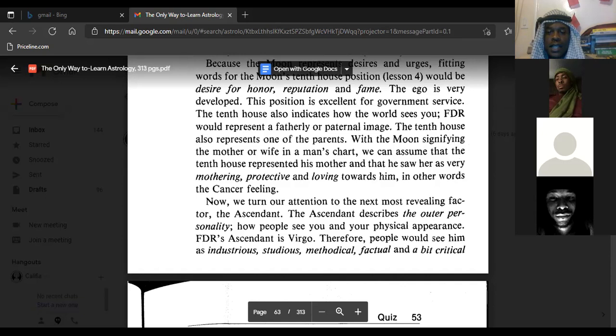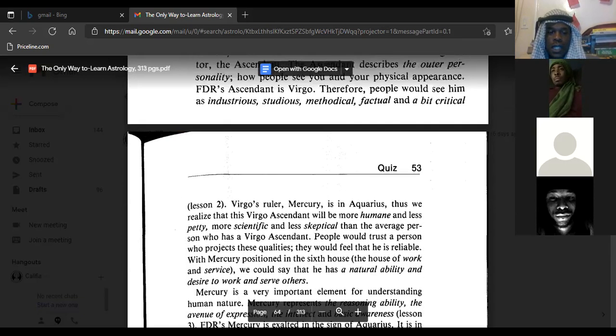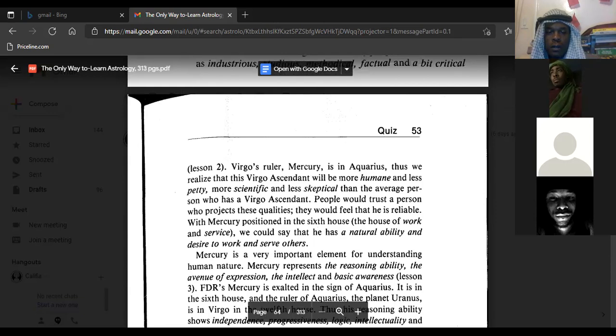Now we turn our attention to the next most revealing factor, the ascendant. The ascendant describes the outer personality, how people see you and your physical appearance. FDR's ascendant is Virgo. Therefore, people would see him as industrious, studious, methodical, factual, and a bit critical. See lesson 2. Virgo's ruler, Mercury, is in Aquarius. Thus, we realize that this Virgo ascendant will be more humane and less petty, more scientific and less skeptical than the average person who has a Virgo ascendant. People would trust a person who projects these qualities. They will feel that he is reliable.